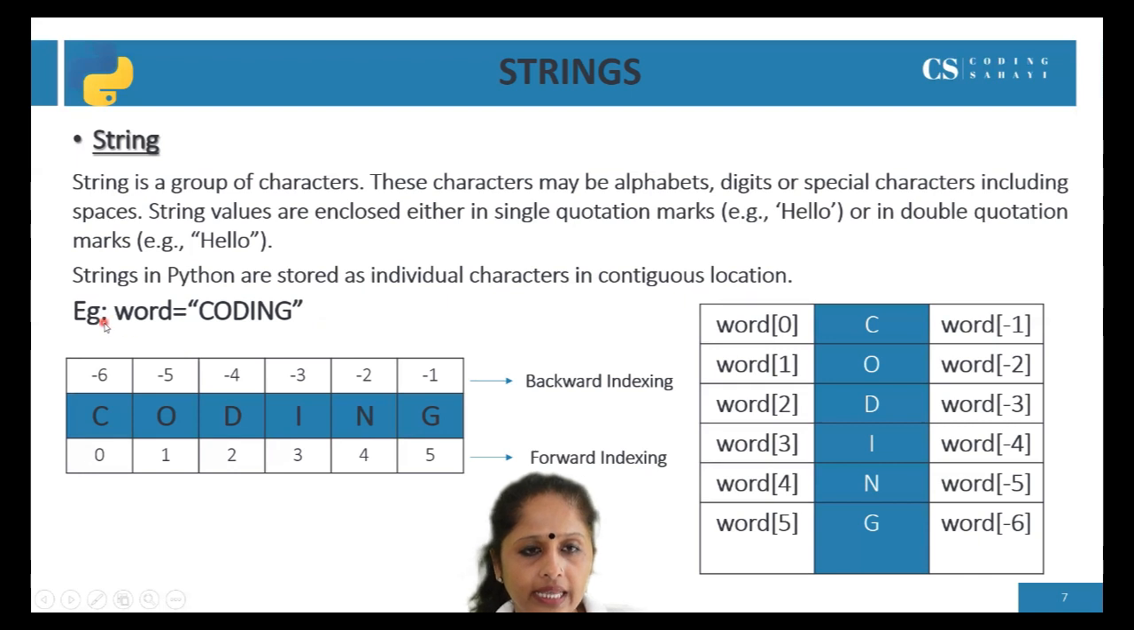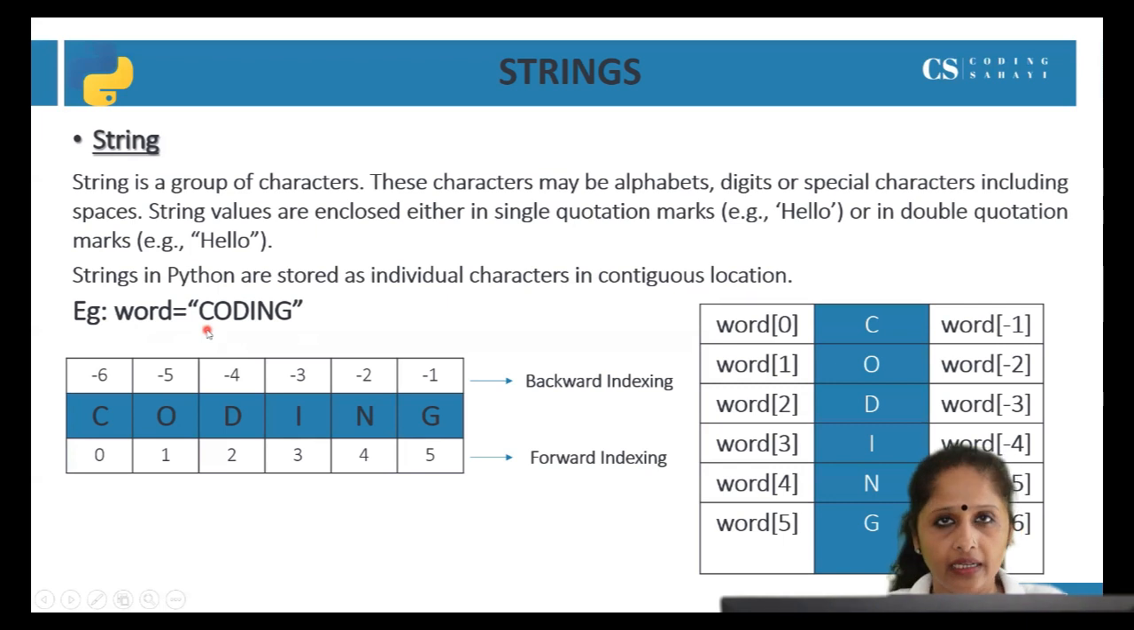Here is an example. Word is a variable which is equal to coding, written in double quotes. You can write it in single quotes also, no problem. In Python it is allowed, not in other languages. So word is a variable of type string. If you write type of word, it returns class str. Let's see how it is represented in memory.